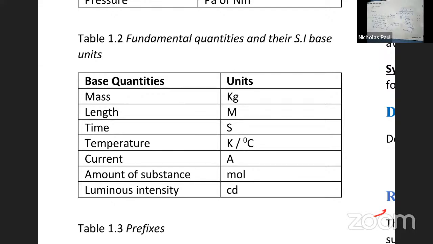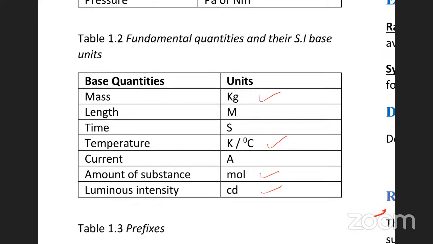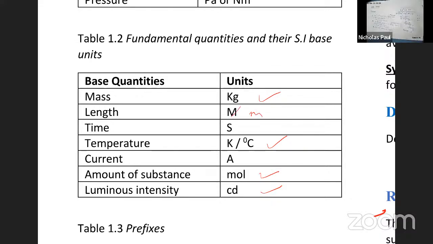So this is good, this is good, this is good. Meter and second should be common. Right? The meters should be common, right?